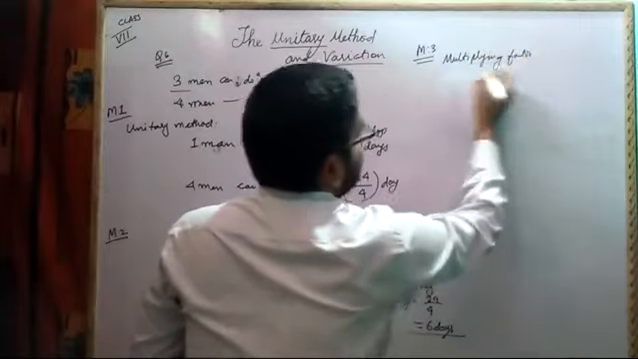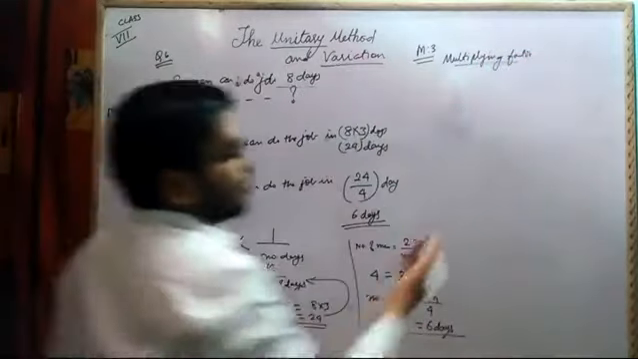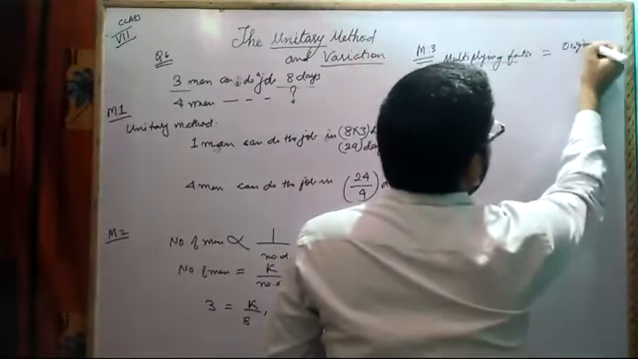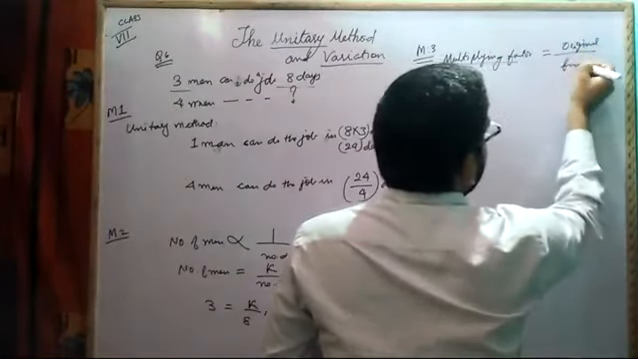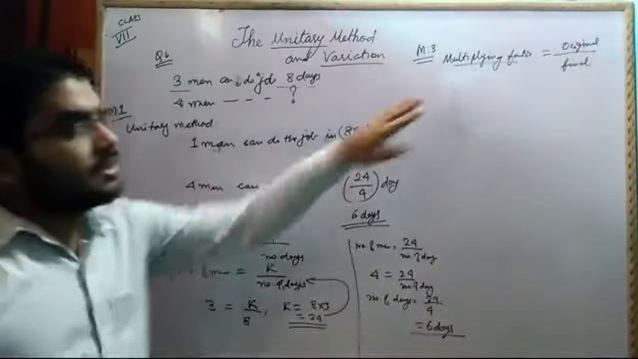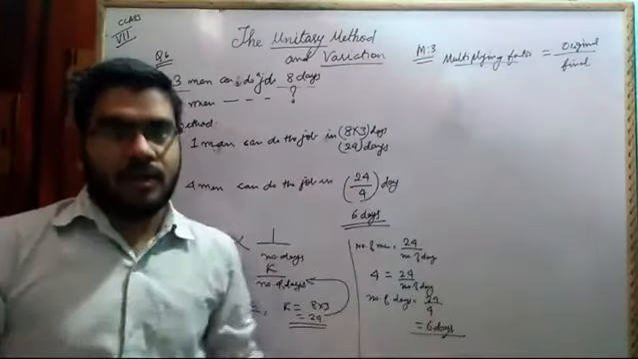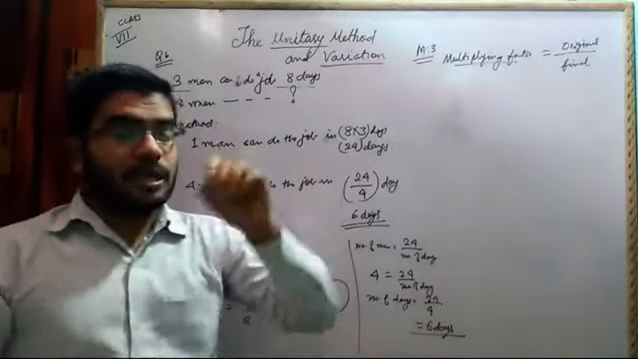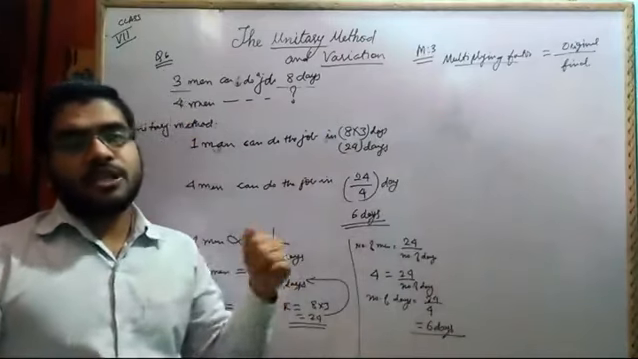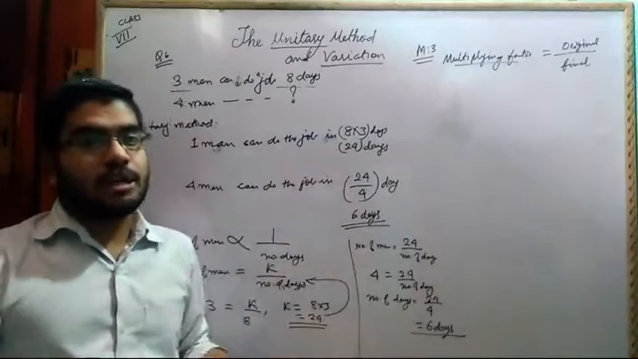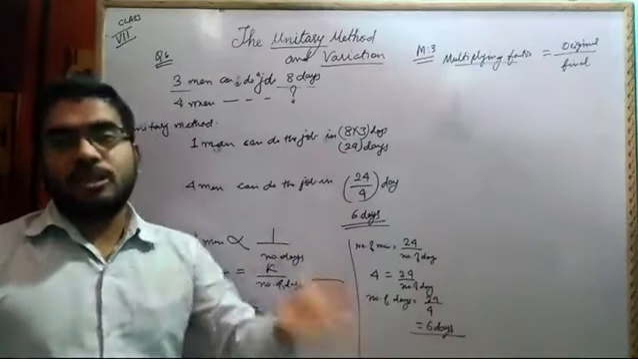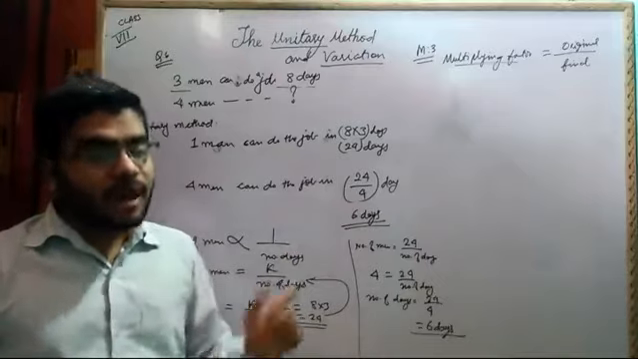In the multiplying factor for this inverse relation, it is given by original upon final. There we were having final upon original. Here we are having original upon final. It is the same as the multiplying factor in speed, time, distance. When we convert meter per second into kilometer per hour, we multiply by 18 by 5. And when we convert kilometer per hour into meter per second, we multiply by 5 by 18.